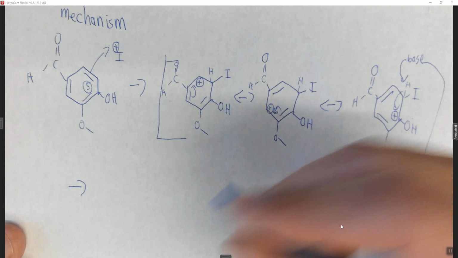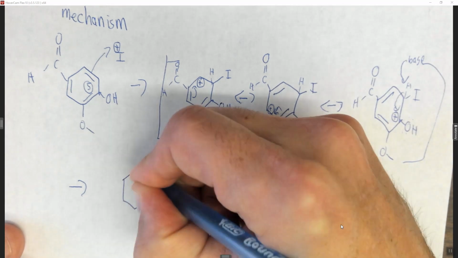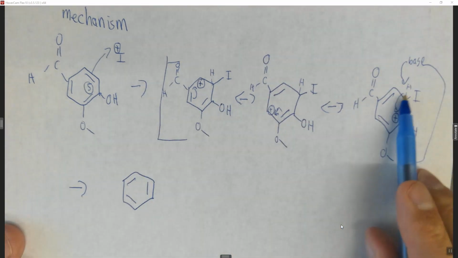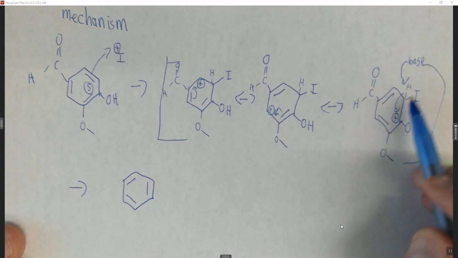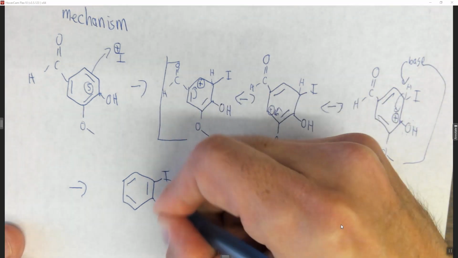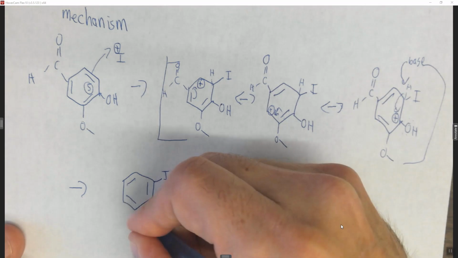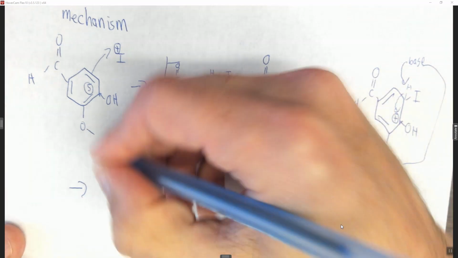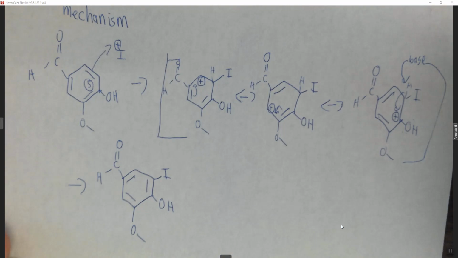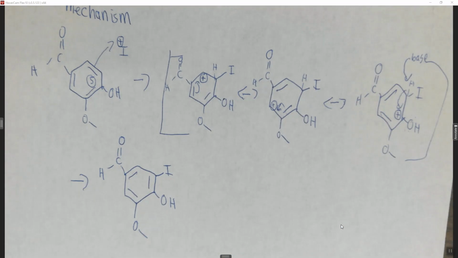And what we end up with is the aromaticity being reformed. So we end up with this becoming a double bond. These electrons come in here like so. We end up with the iodine here, the OH here, the ether here, and the aldehyde here. So this is our mechanism of this reaction.